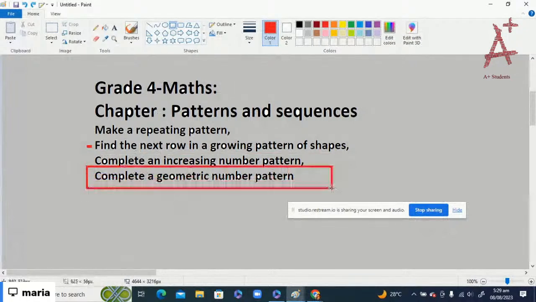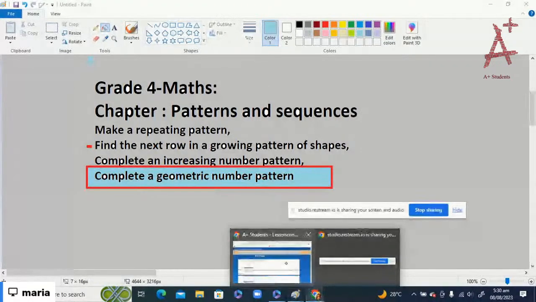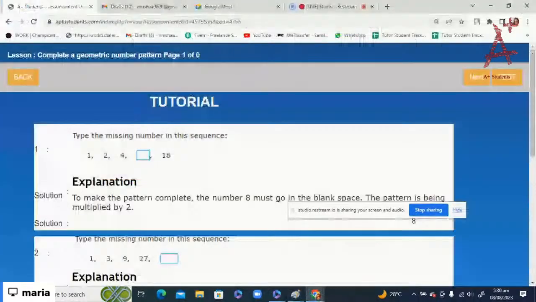This last one, we're going to write it now. Complete a geometric number pattern. Now we're going to discuss that. What is the meaning of geometric? First of all, geometric means multiplying. Here are the numbers 1, 2, 4, and the missing number, 16.